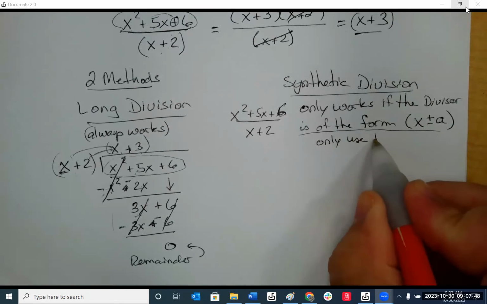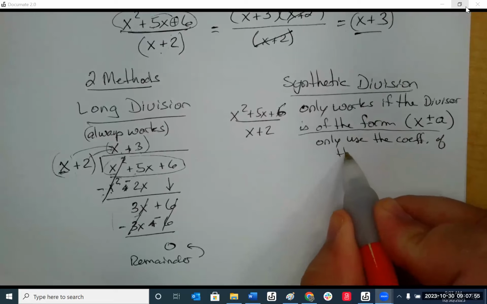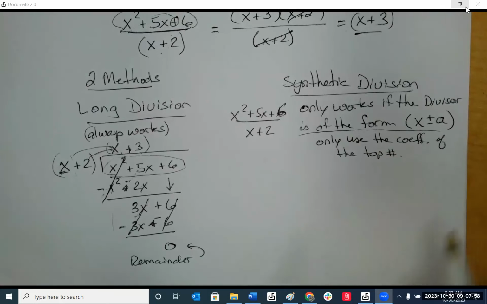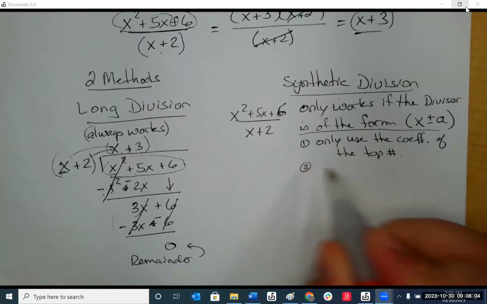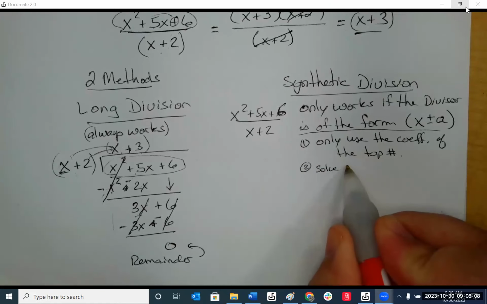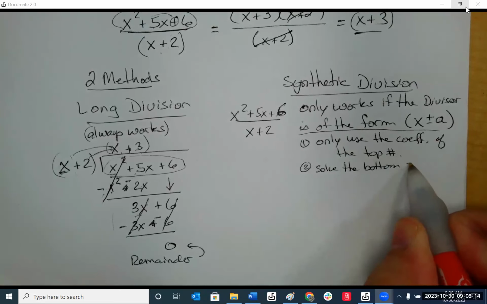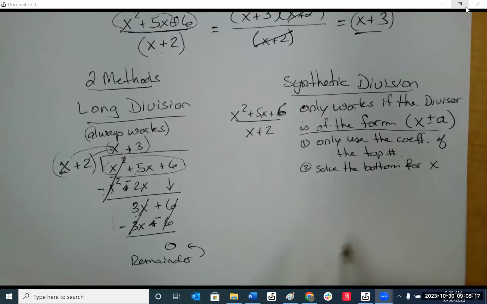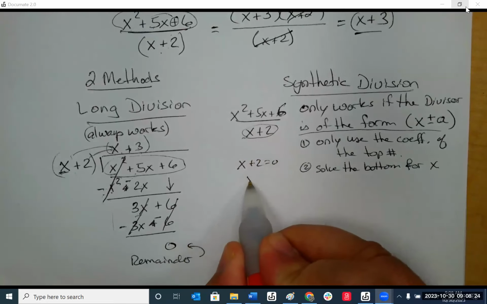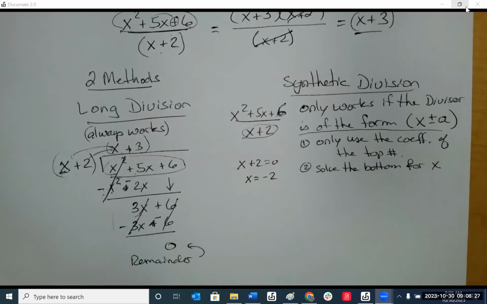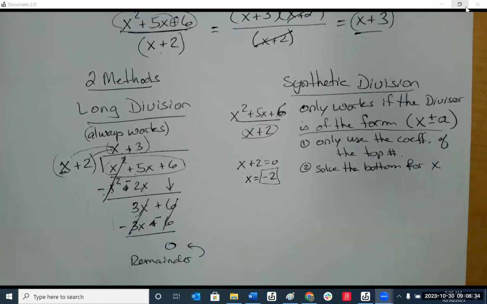Only use the coefficients of the top number. That's one step. Next, solve the bottom equal to 0. So whatever you have on the bottom, in this case x plus 2, is equal to 0, so x equals negative 2. Remember, in synthetic division, there are no letters. It's only numbers.